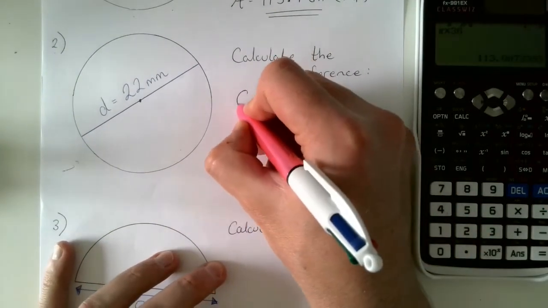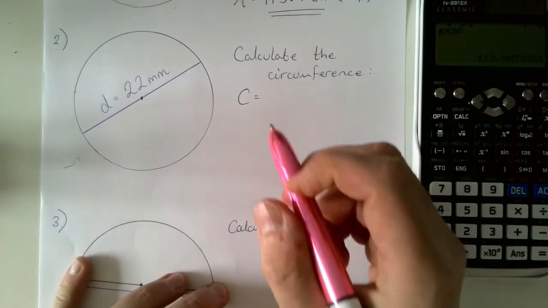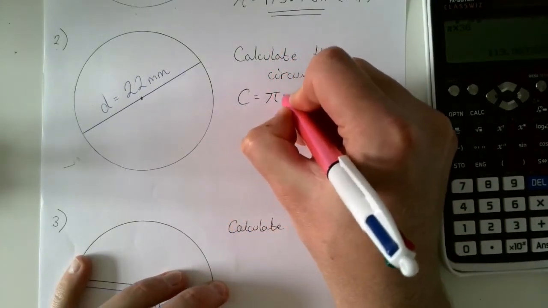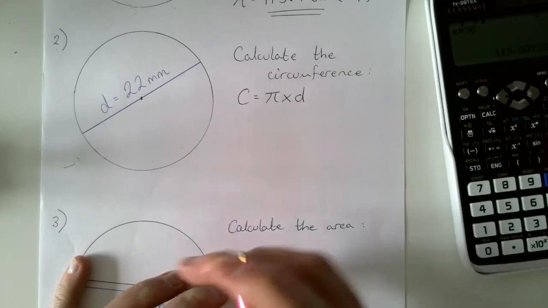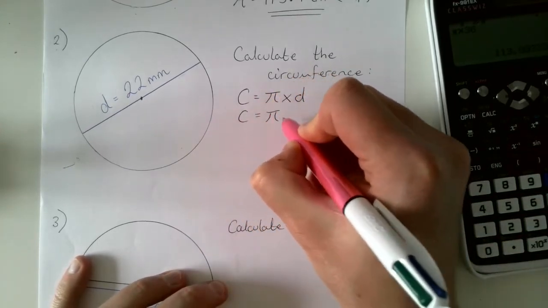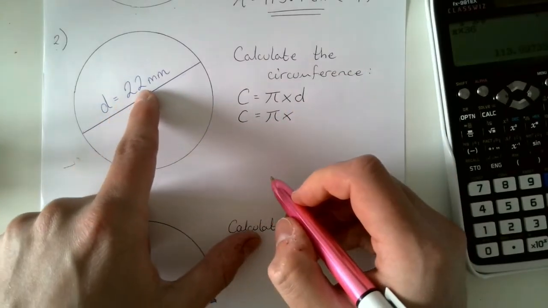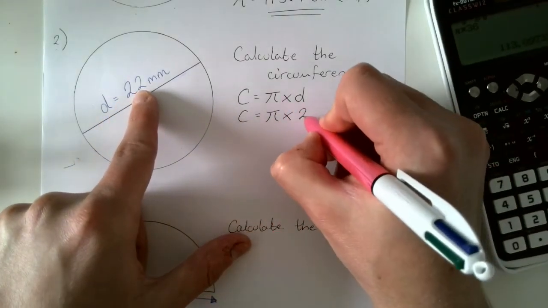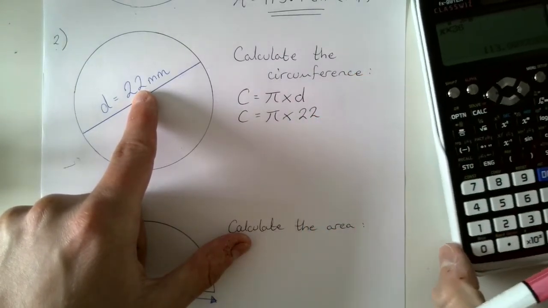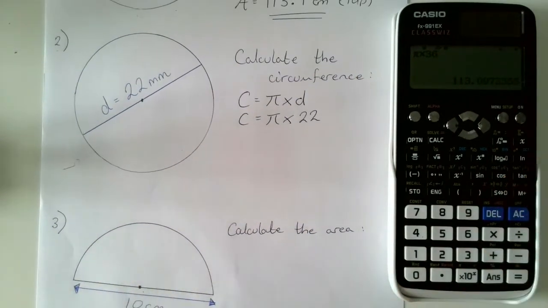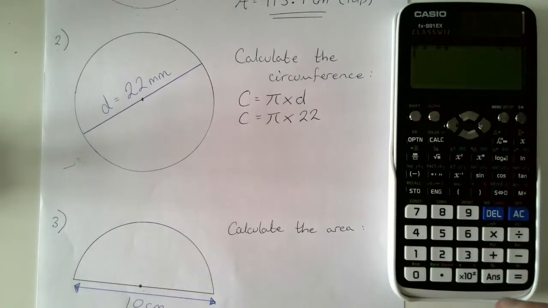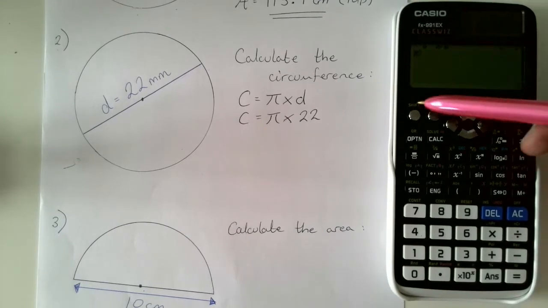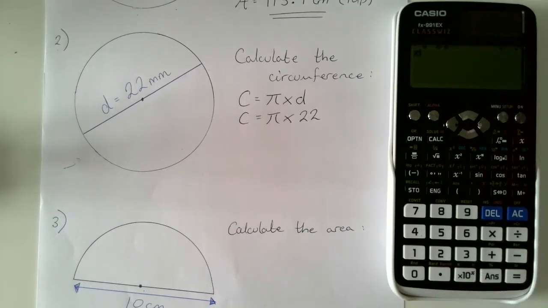So first things first, I'm going to write down the formula that involves the circumference, which is circumference equals pi times d, pi times diameter. So my circumference is pi times, well, the diameter I'm told is 22 millimeters, so pi times 22. So I'm already at a point now where I can start typing this into my calculator. So I need to do the shift pi button, or the shift and then the button next to the pi symbol first, times 22 equals.